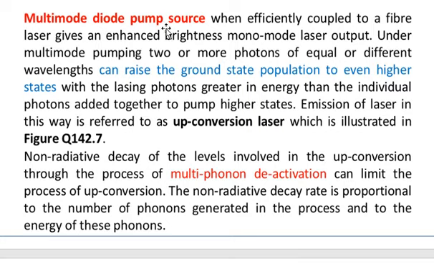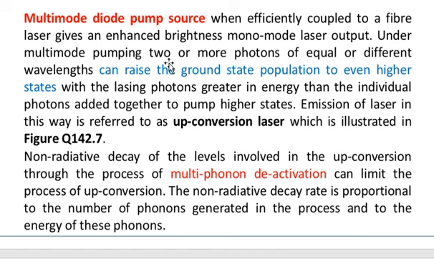Multi-mode diode pump source. Multi-mode means that the pump source contains not only a single wavelength, but multiple wavelengths are available for the coupling. That's why we call it multi-mode. It means many wavelengths, or at least a few wavelengths, are present in such a pumping source. So a multi-mode diode pump source, when effectively coupled to a fiber laser, gives an enhanced brightness monomode laser output.